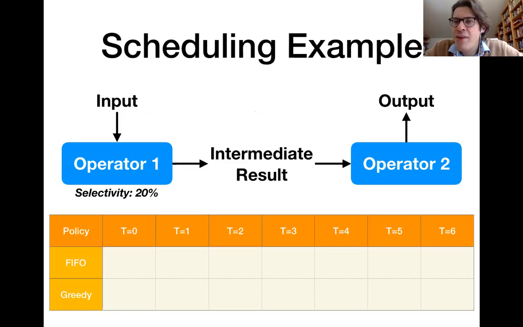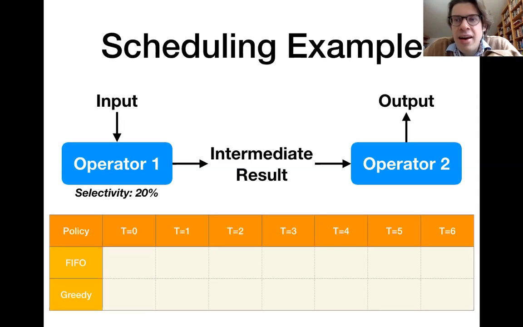So here we have a chain of two operators only. We essentially get the input, then operator 1 seems to be a filtering operator. It has a selectivity of 20%, which means that for each input batch of tuples, approximately 20% of them pass the filter. And then we have a second operator. The precise type of that operator does not matter.